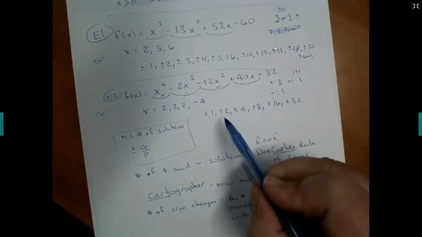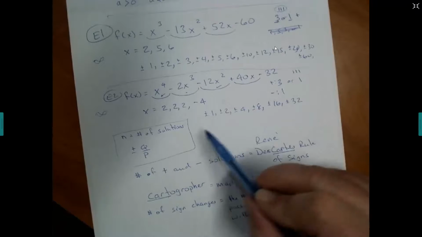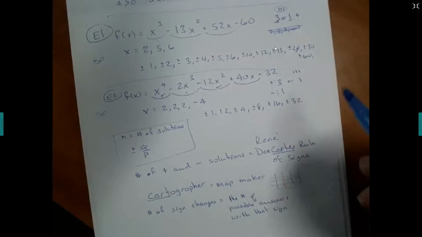Okay. So let's say -2 was the answer. I don't have to try -4, -8, -16. I don't have to try anything else after that. Okay. So it decreases the number of possibilities we have from there.